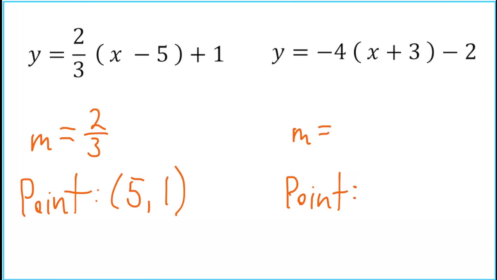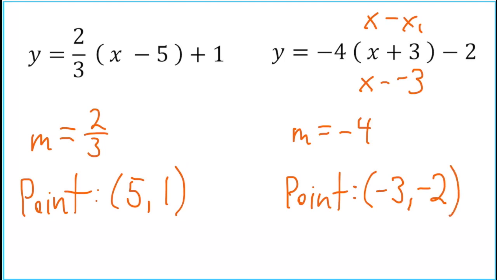All right. Second one, y equals -4 times x plus 3 minus 2. Our slope is -4, but instead of having x minus x1, we have x plus 3. But this is the same thing as x minus -3. So if we want to keep it in the form x minus x1, notice in the second example, the x value of our point is not +3, it is -3. And then our y value is -2.